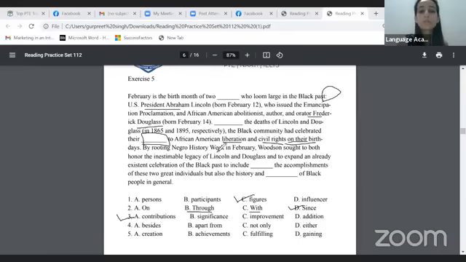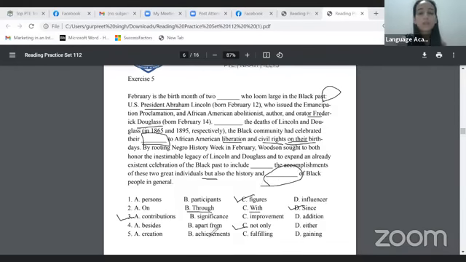By rooting Negro History Week in February, Woodson sought to both honor the inestimable legacy of Lincoln and Douglass and to expand an already existent celebration of the Black past to include the accomplishments of these two great individuals, but also the history. So what comes with but also is always not only. Not only and but also are the two connectors which always go together. Not only the accomplishments, but also the history and dash of Black people.